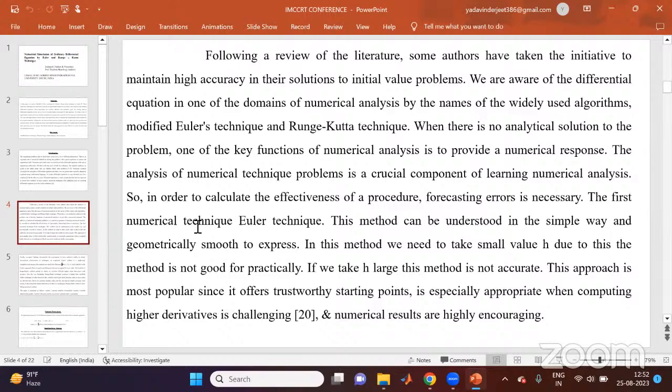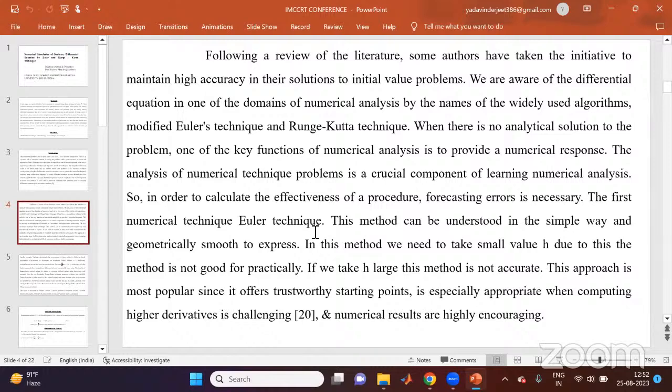Following a review of the literature, some authors have taken the initiative to maintain high accuracy in their solutions to initial value problems. We are aware of the differential equation in one of the domains of numerical analysis by the names of the widely used algorithms, modified Euler and Runge-Kutta. When there is no analytic solution to the problem, one of the key functions of numerical analysis is to provide a numerical response. The analysis of numerical technique problems is a crucial component of learning numerical analysis. So in order to calculate the effectiveness of a procedure, forecasting error is necessary.